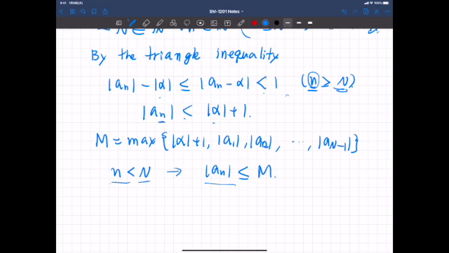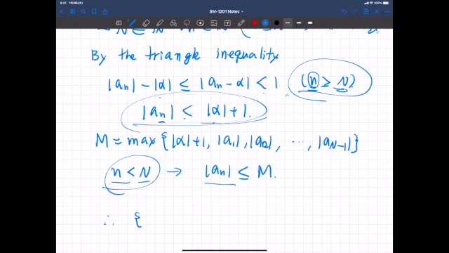So in either case, if n is greater or if n is less than capital N, it's bounded either way. Therefore, this sequence is bounded. And we are done.